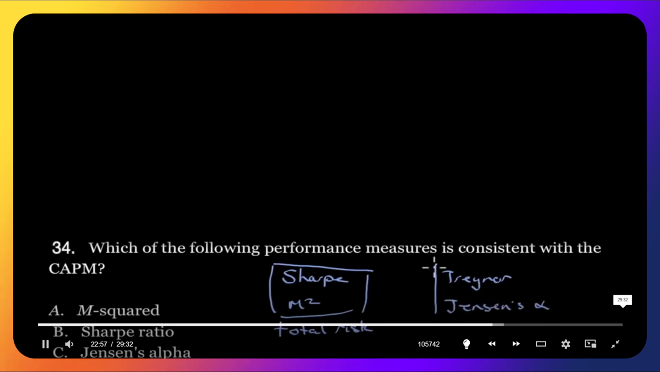And we said that these dealt with just systematic risk, and of course we used beta in these, and we used variance in these, or standard deviation or variance. So, which one is consistent with CAPM? M squared or Sharpe? No, they're not. The only one here is Jensen's alpha, which is C.